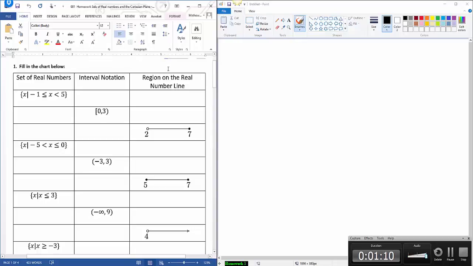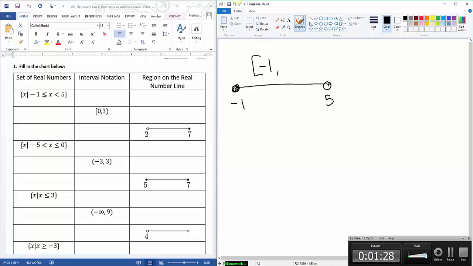So generally, it's always easier if we want to draw that first. So let's draw it. We know that it's included at -1 and it's excluded at 5. So if I wanted to draw that out, it's included at -1 and it's excluded, so an open circle at 5. And so for the interval notation, that's just going to be from -1 all the way to +5.